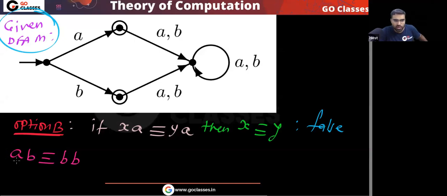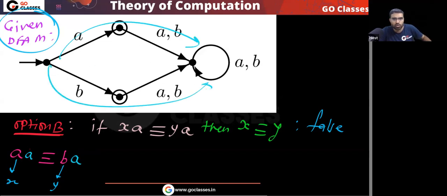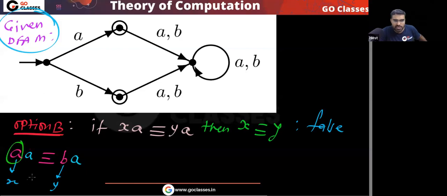So here, let's assume this is X, this is Y. Can you notice that XB is equivalent to YB? Or for simplicity, you can take A, no problem. You can see that AA and BA are equivalent because they are going to the same state. Now you can assume that A is X and B is Y.